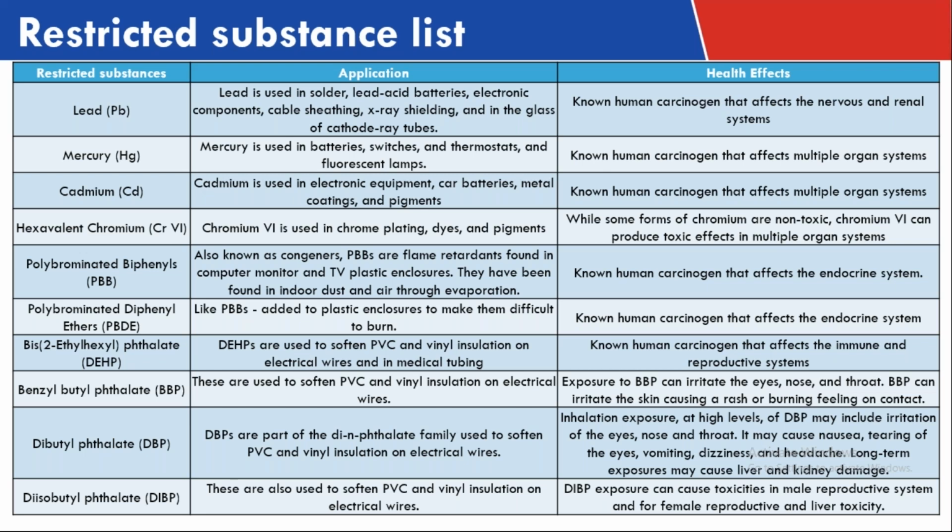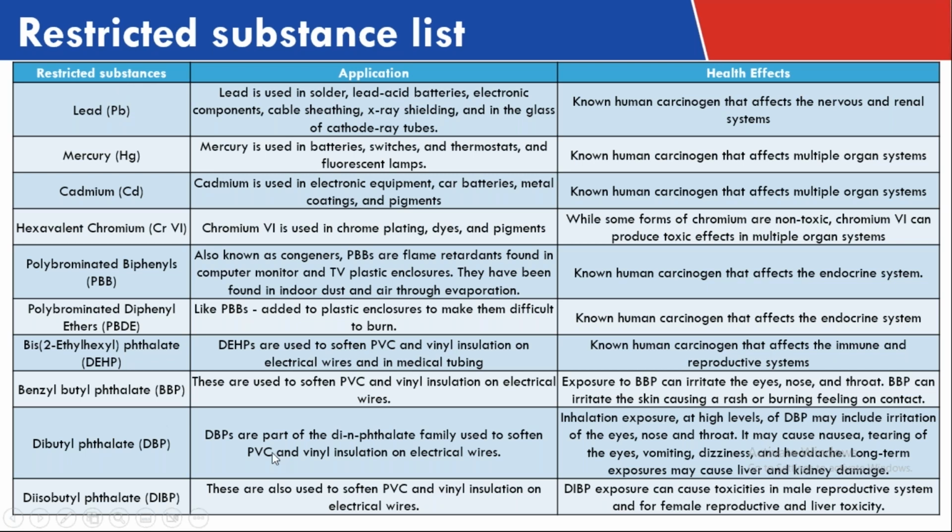So as you can see, lead is majorly used in solders, batteries, electronic components, etc. And mercury is used in batteries, switches, thermostats. Cadmium is used in electrical equipment, batteries, coating pigments. Hexavalent chromium is majorly used for chrome plating, dyeing pigments, etc. And PBB is used as a flame retardant in computer monitor and TV plastics. And PBDE is used in plastic enclosures. And the phthalates, DEHP, BBP, DBP, DIBP, are mostly used to soften PVC and also used as vinyl insulation on electrical wires.